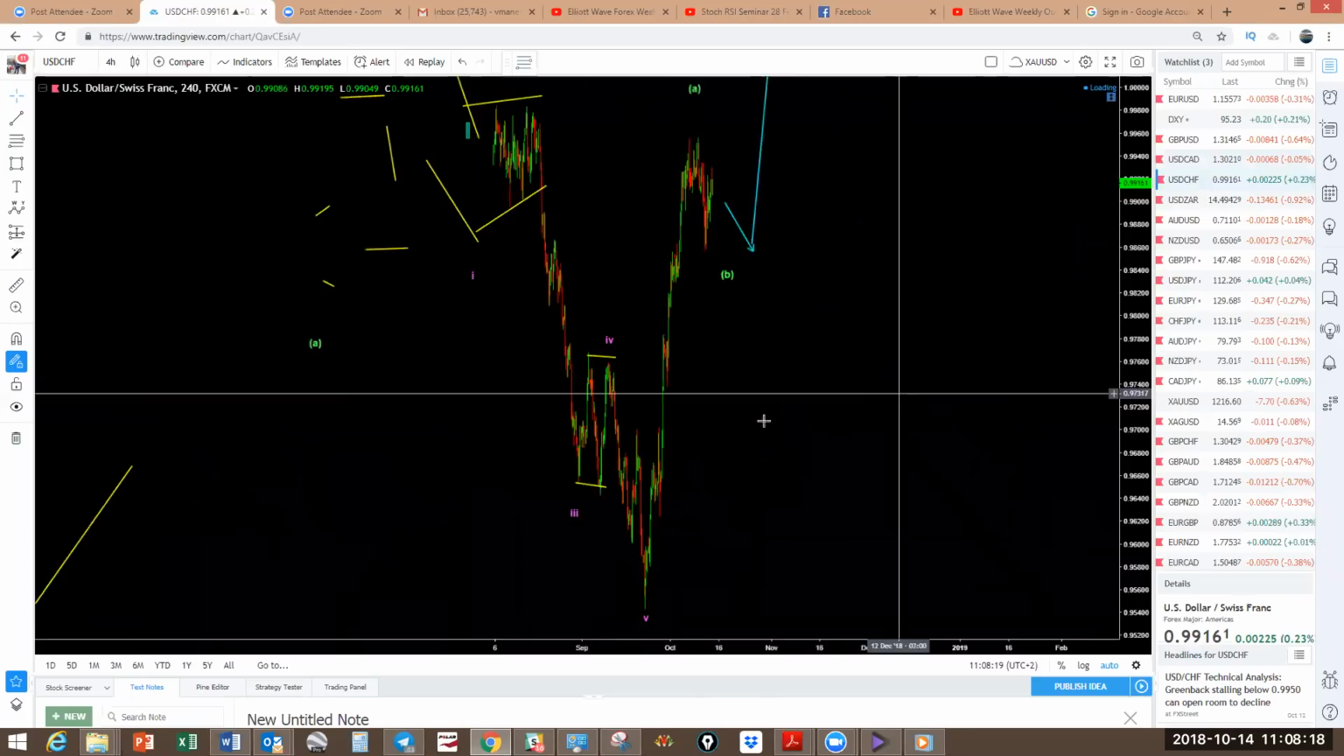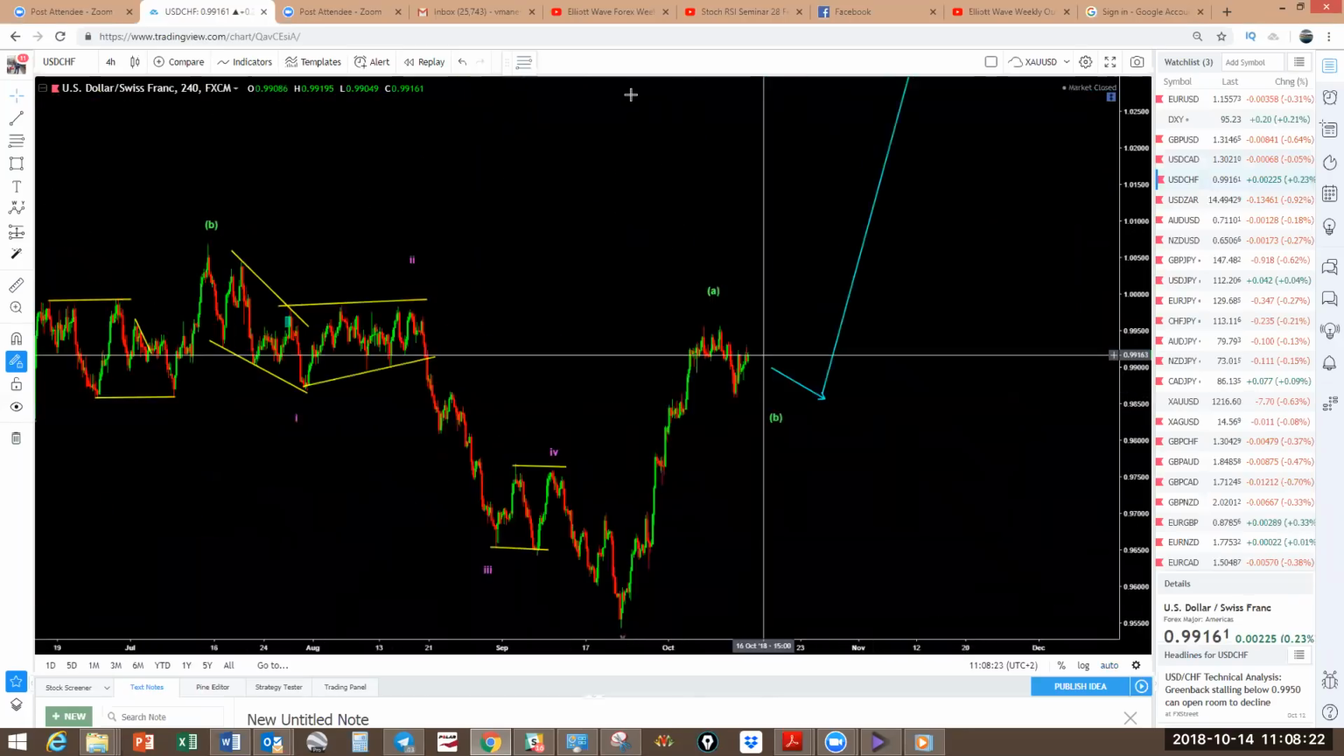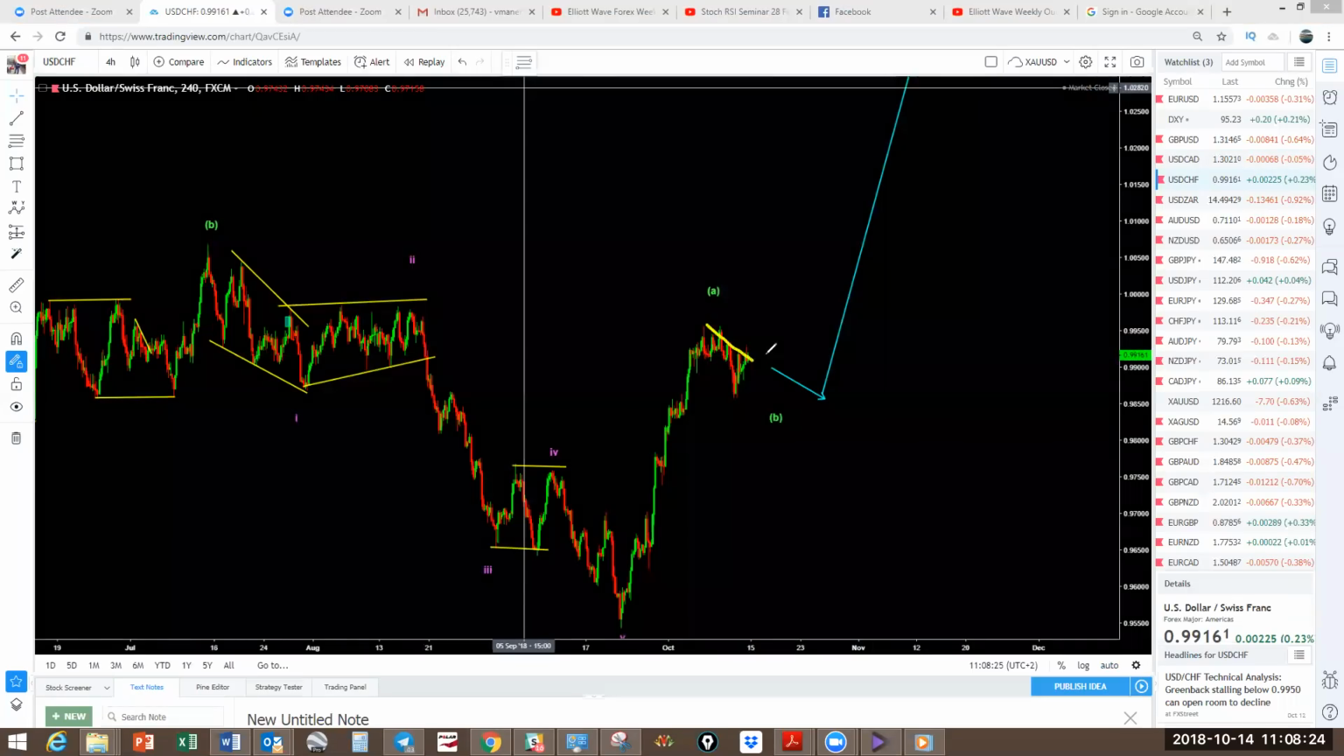So USDCHF, let's have a look what is happening here. We've made an impulsive move. We are looking for this correction to complete. Once it's complete, then we move to the upside. So unfortunately, there's no other way. You just have to wait.